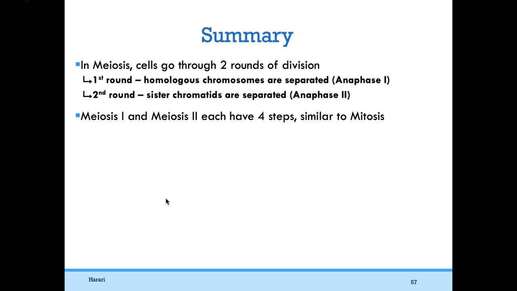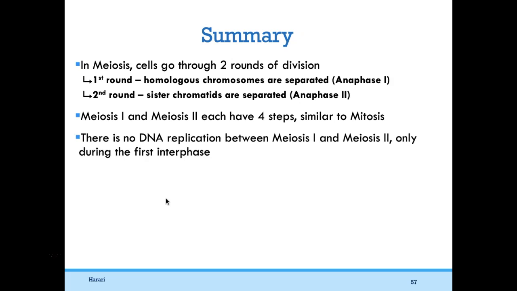Like maybe 5 if you consider prometaphase. They both use spindle fibers to sort chromosomes. They both use cytokinesis with the help of microfilaments to form a cleavage furrow and pinch the 2 cells apart. So there are similarities. One thing to remember is that there's no DNA replication between meiosis 1 and meiosis 2.